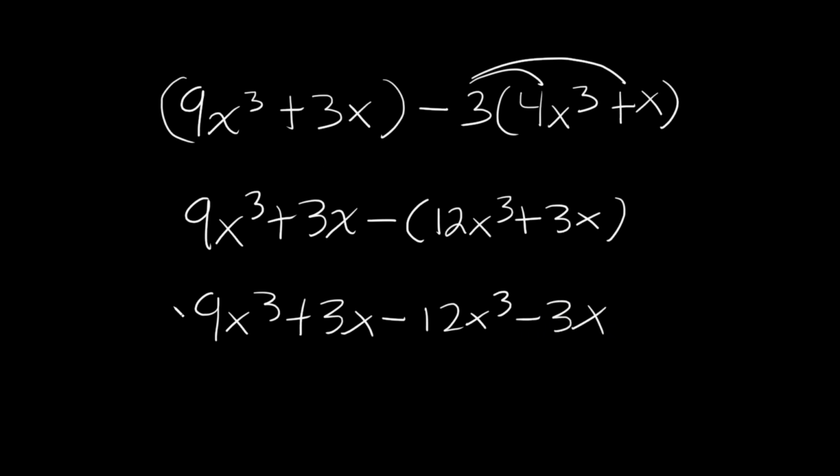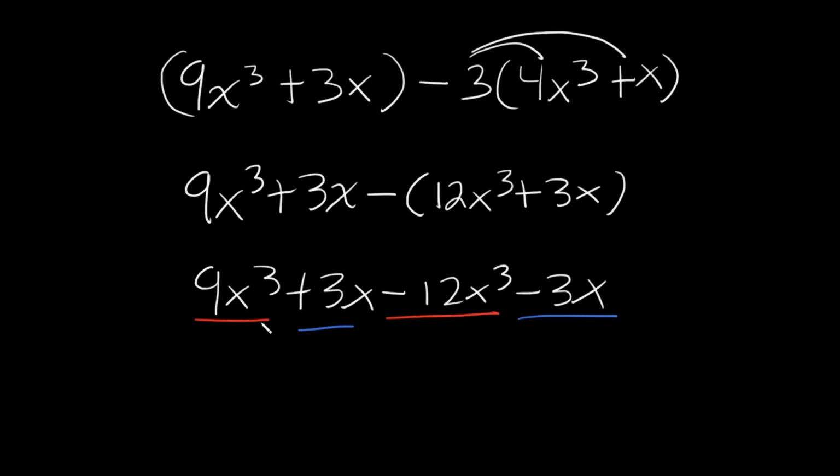So let's just do what we have been doing and identify the like terms here. So our like terms are going to be x to the third, which is 9x to the third, and then negative 12x to the third, and then 3x and negative 3x. So let's just combine like terms here. So 9x to the third minus 12x to the third, well, that is going to be negative 3x to the third. And I'll write that 3 a little bit smaller, negative 3x to the third.